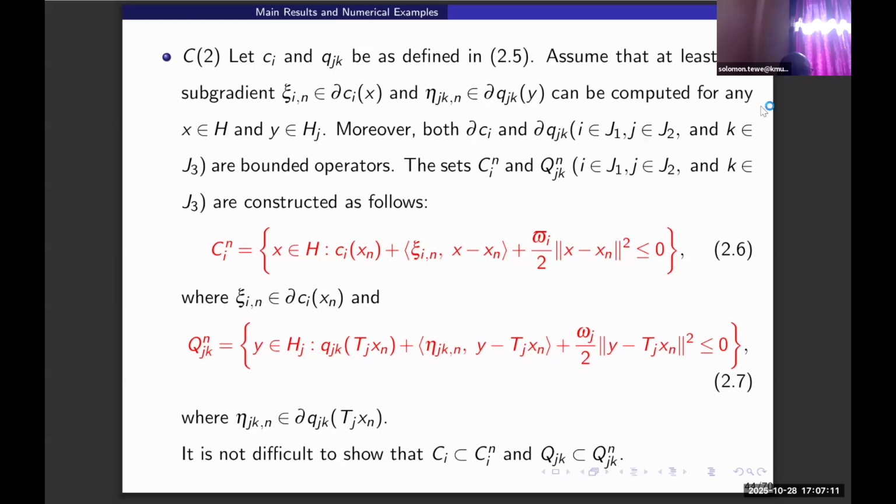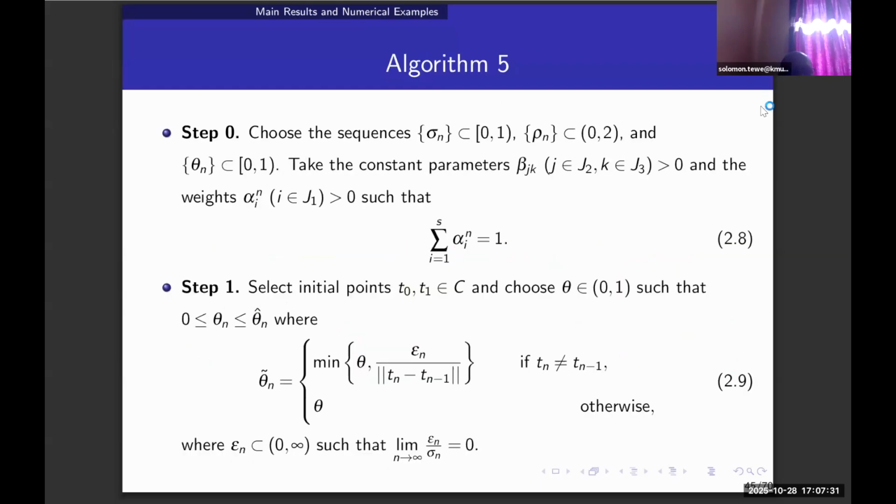So our method is the ball relaxation method. We use a ball instead, and it is possible to show that this Cin and Qjkn are balls with a certain radius and center. So it is possible to show this mathematically. So this is our another algorithm, a generalization of the split feasibility problem.